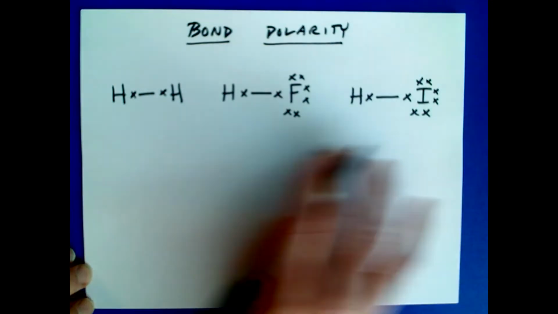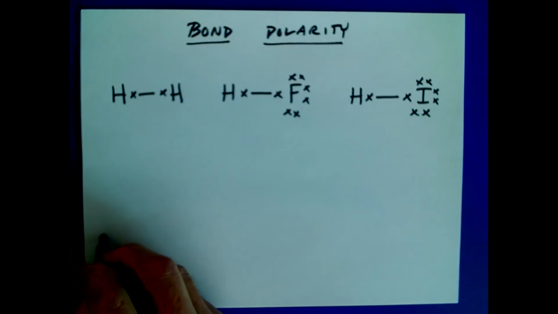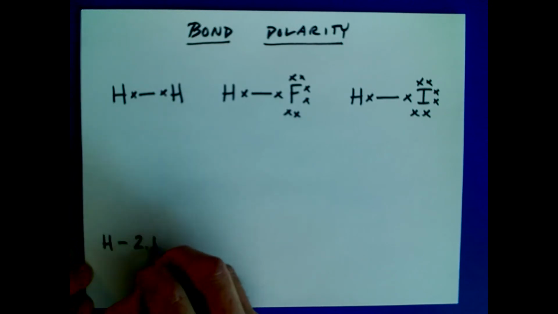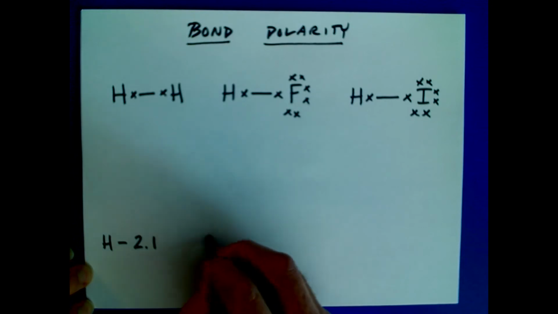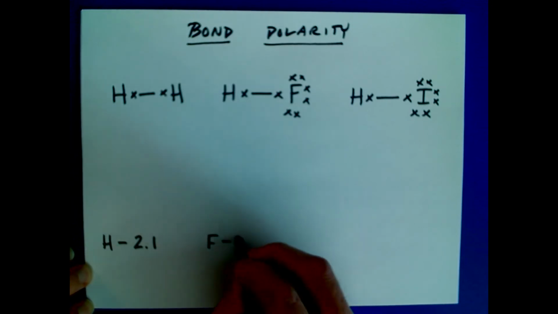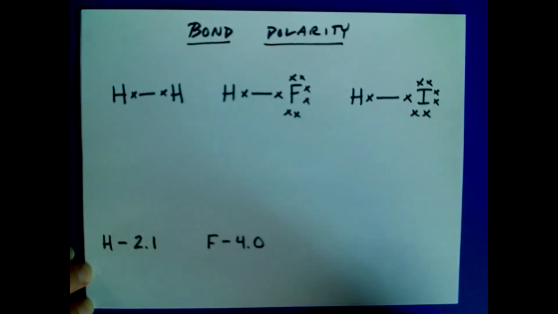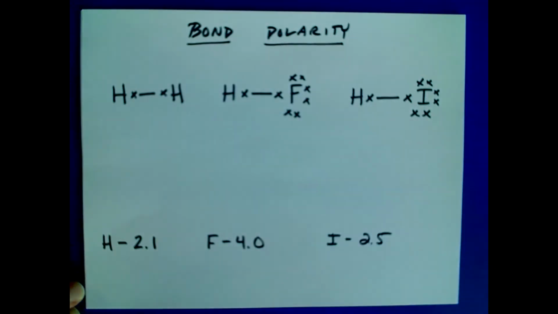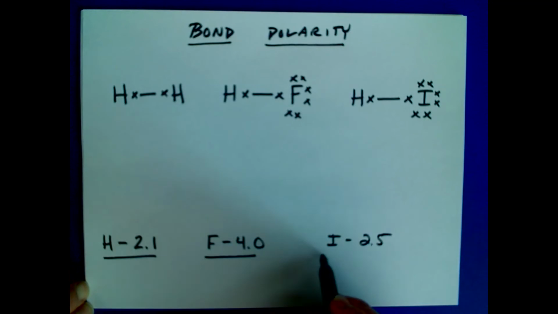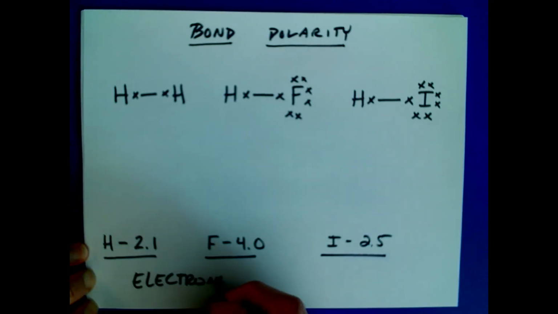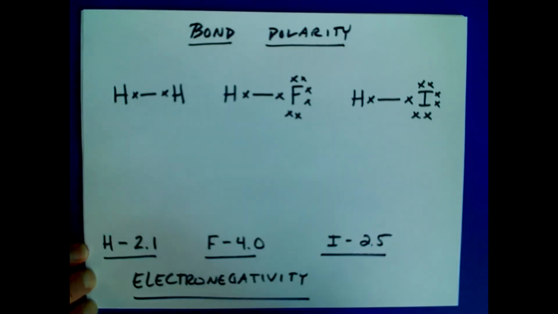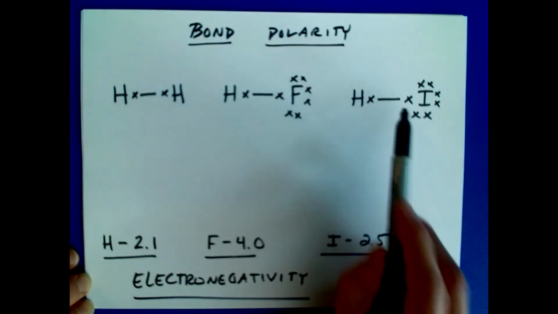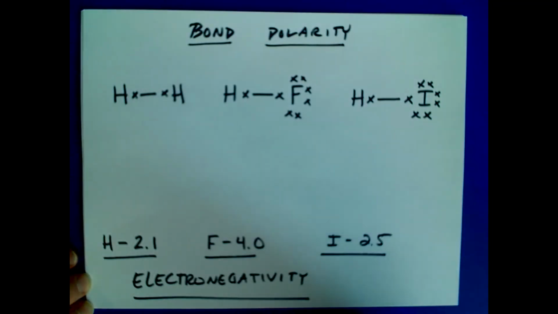Now, if we look up the electronegativities of these elements, hydrogen has an electronegativity of 2.1. Fluorine has an electronegativity of 4.0. And iodine has an electronegativity of 2.5. And these values for electronegativity are going to give us some insight into how these two atoms in each of these bonds share electrons.